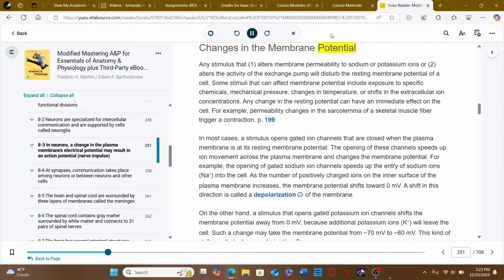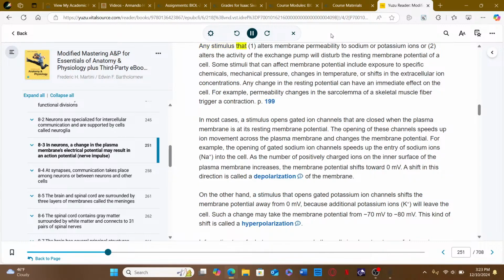Changes in the membrane potential. Any stimulus that 1. alters membrane permeability to sodium or potassium ions, or 2. alters the activity of the exchange pump will disturb the resting membrane potential of a cell. Some stimuli that can affect membrane potential include exposure to specific chemicals, mechanical pressure, changes in temperature, or shifts in the extracellular ion concentrations. Any change in the resting potential can have an immediate effect on the cell. For example, permeability changes in the sarcolemma of a skeletal muscle fiber trigger a contraction.